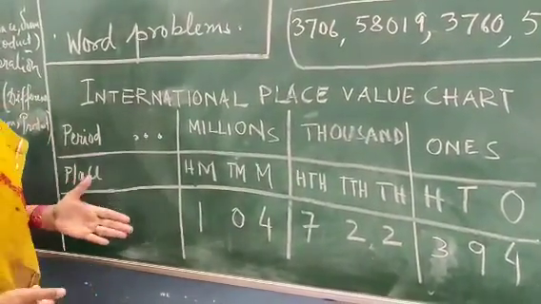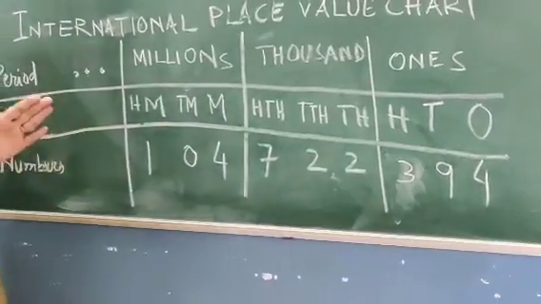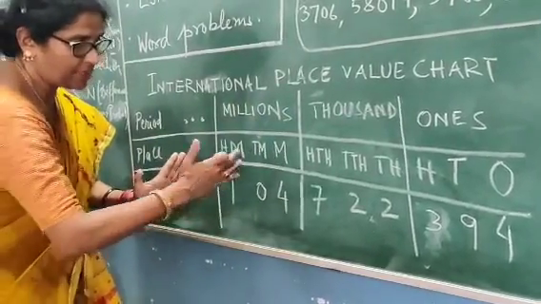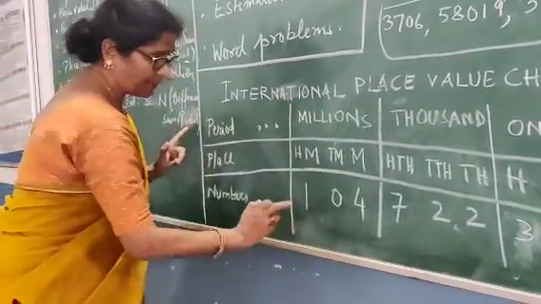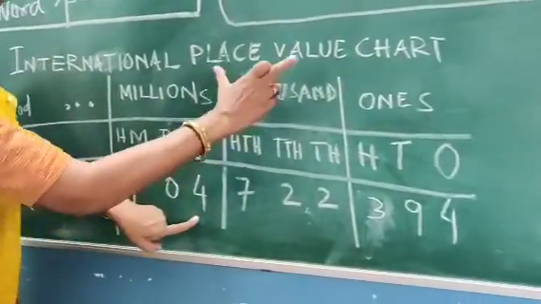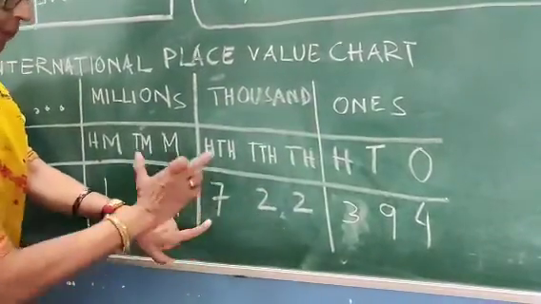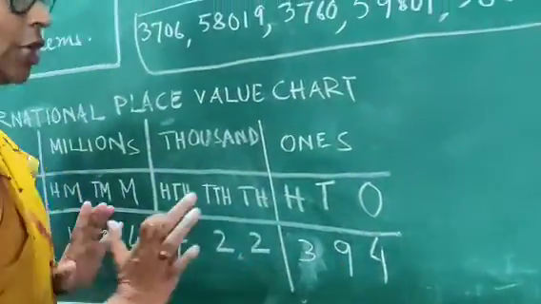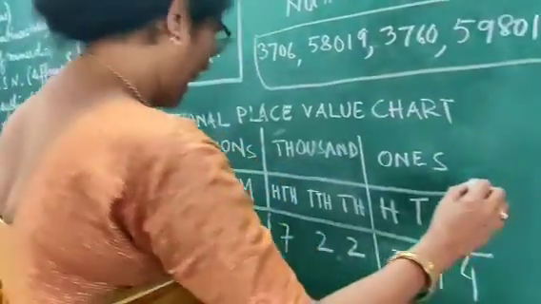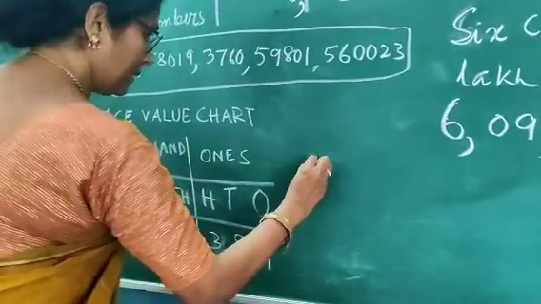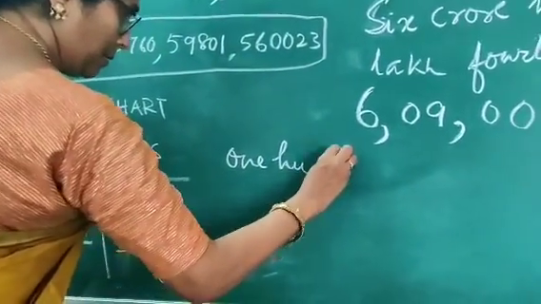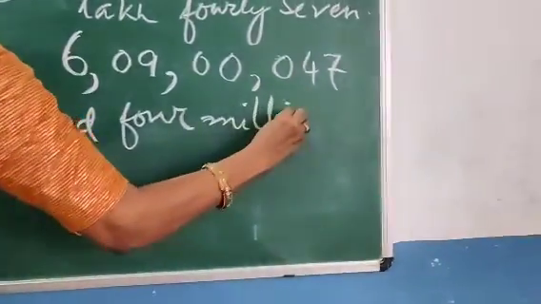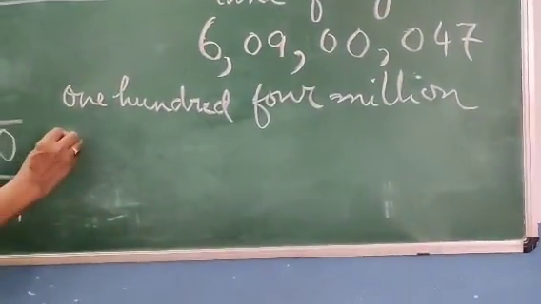And now, in this international system, I have written some numbers here. So how to read these numbers? Children, you see that I have written the number in these divisions. In the million period, I have written 104. In the thousand period, I have written 722. In the ones period, I have written 394. So how to read this and how to write it in one line? I have to write 104 million, 722 thousand, 394.